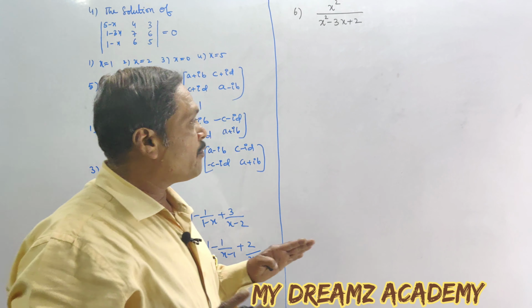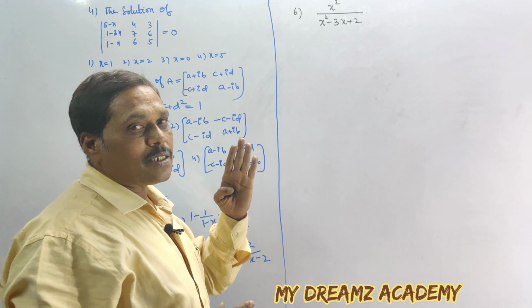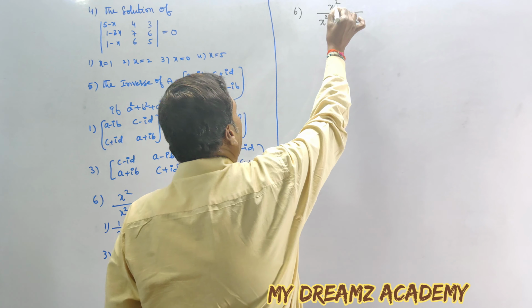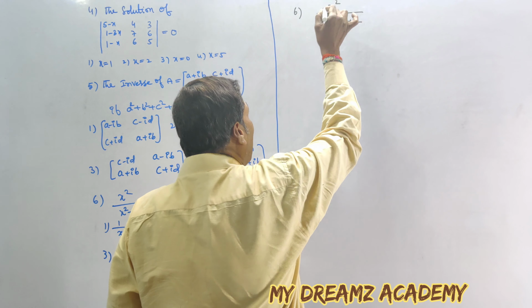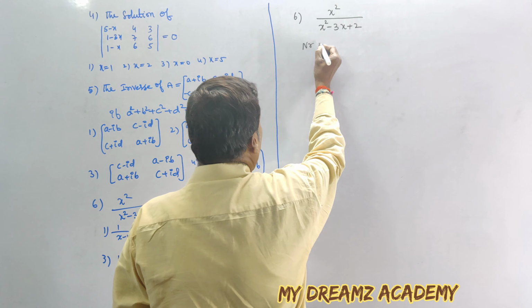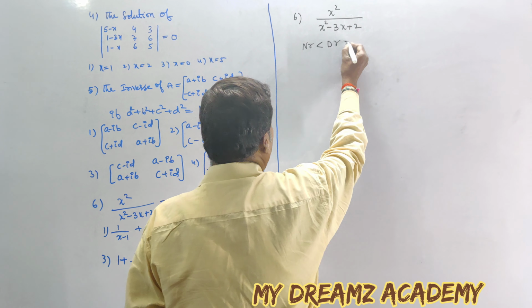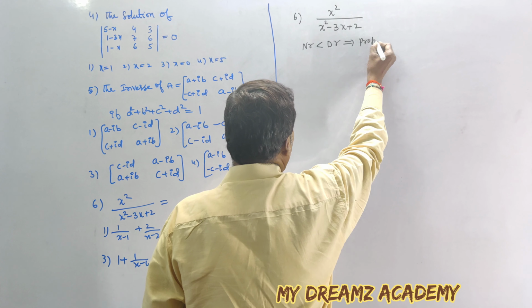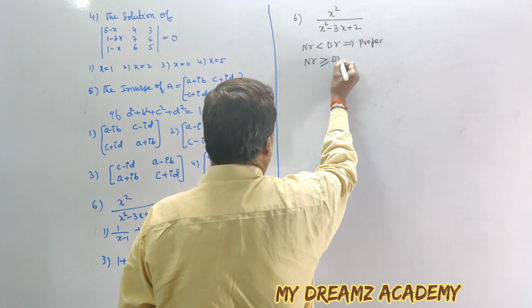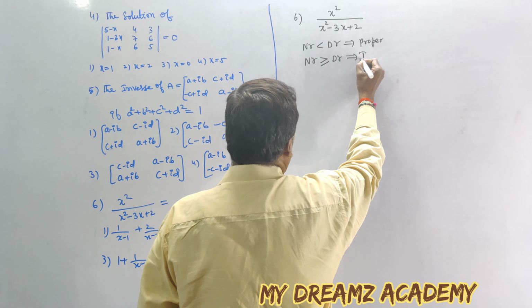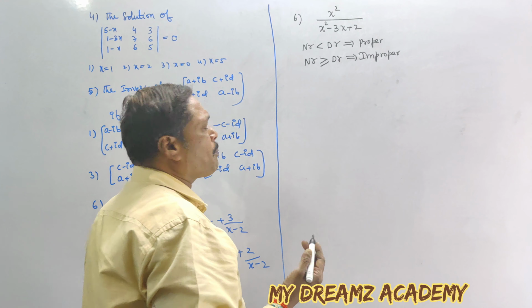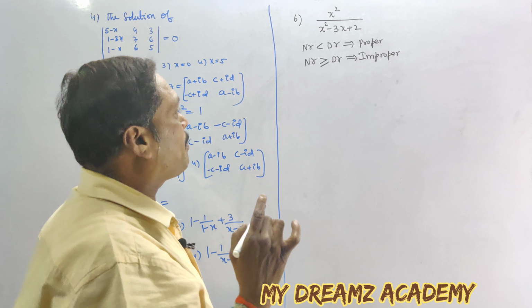Here fractions are of two types: one is proper fraction, the other improper fraction. Whenever numerator power is less than denominator power, then it is called a proper fraction. Whenever the numerator power is greater than or equal to the denominator power, then it is an improper fraction. Always he will give proper, but this time he asks an improper fraction.